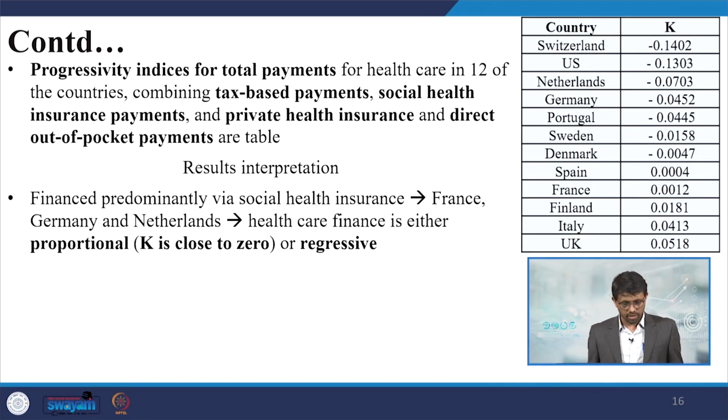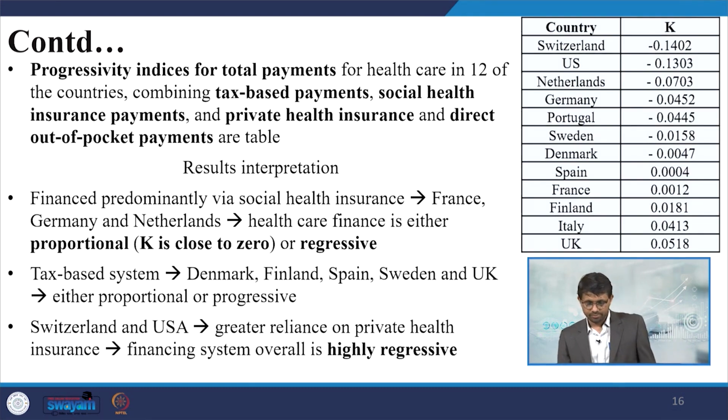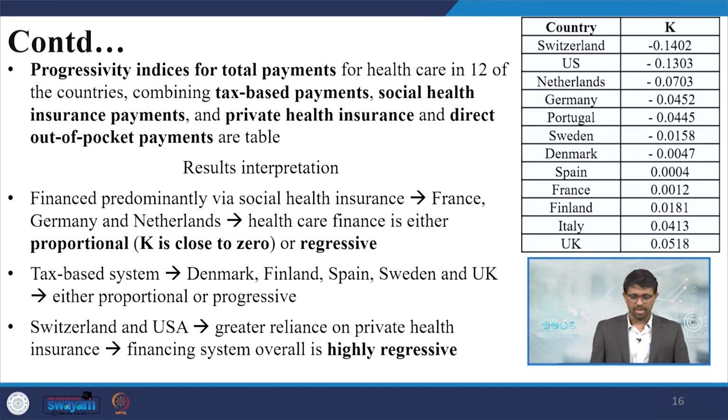Now from the result you can see France, Germany and Netherlands especially, the value is very close to 0. Hence, that is considered to be a regressive structure.